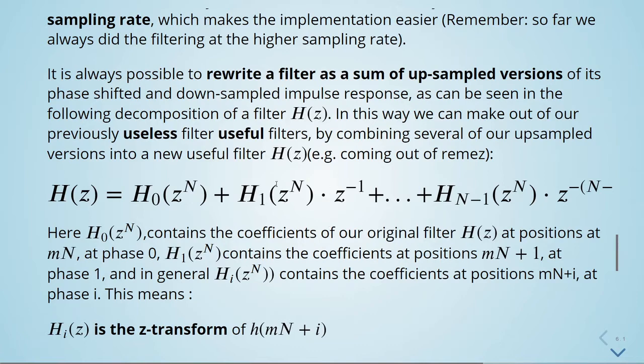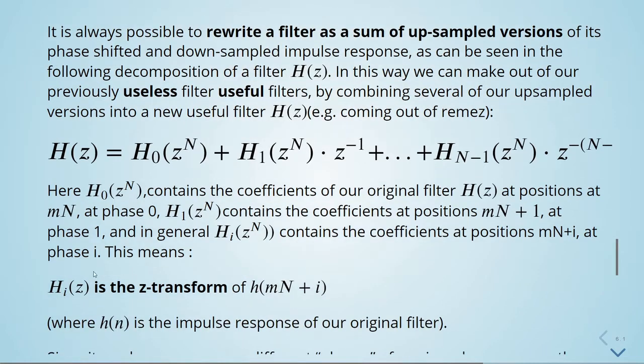Then this H1 contains the coefficients at position m times capital N plus 1. So this is phase 1. And in general, we will have the H of I, z to the power of N, which will contain the coefficients at position m times capital N plus I, at phase I.